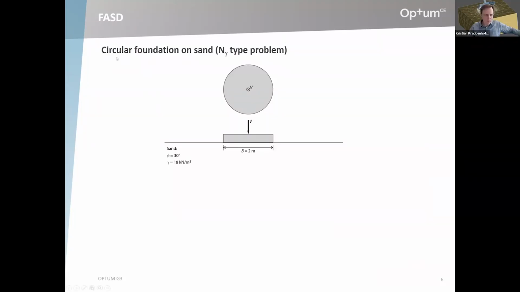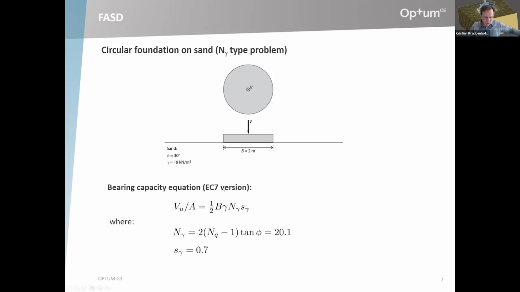I wanted to go through a very simple problem, a circular foundation on sand. So it's an N-gamma type problem. You have a foundation 2 meters wide, circular, and I've written sand here, friction angle of 30 degrees, unit weight of 18 kN/m³. We want to determine the bearing capacity, and in order to do that, we could pick up Eurocode 7, which says that the bearing pressure is this equation here: 1/2 B gamma N gamma times S gamma, the shape factor. N gamma in Eurocode 7 for phi equal to 30 gives us 20.1, and S gamma is 0.7. You plug that in and you get a bearing pressure of 253 kPa.